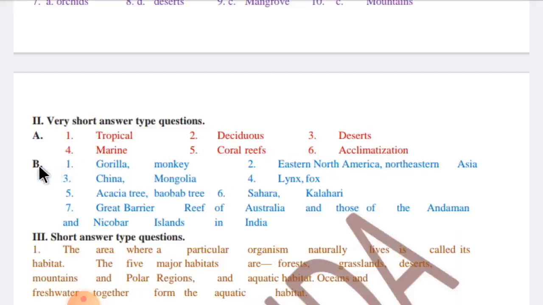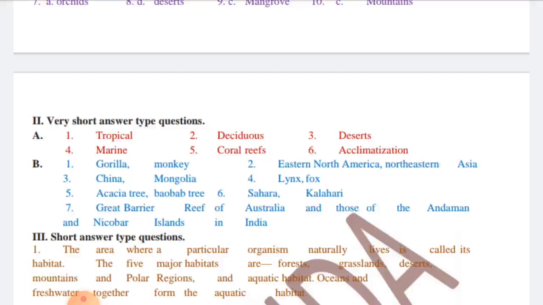Let's see the next question, B. Give two examples for each of the following. In that, the first one is animals found in tropical forest. They are gorilla and monkey.